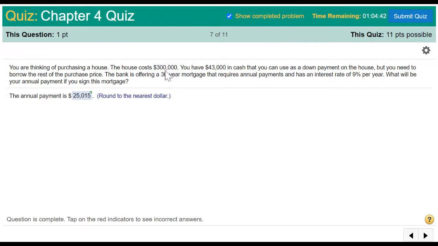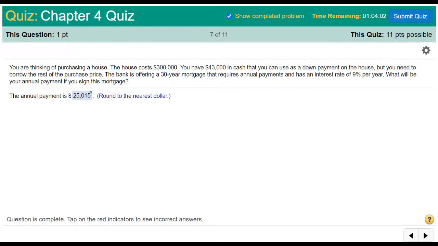So you're buying a house for 300,000 and you put 43 down. So we're financing 257 for 30 years at 9%, right? So N equals 30, IY equals 9. We're solving for payment. So we skip payment. That's what we're computing for.